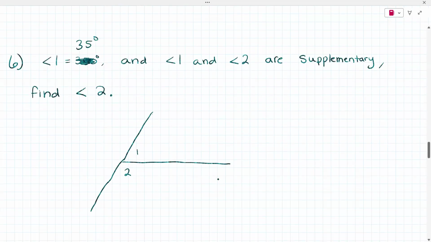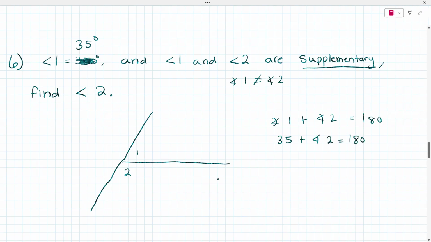So what that means is supplementary means they add up to 180. So you could say angle 1 plus angle 2. Now note, angle 1 does not equal angle 2, because supplementary does not mean congruent, right? It just means they add up to 180, and angle 1 is 35. I don't know what angle 2 is.